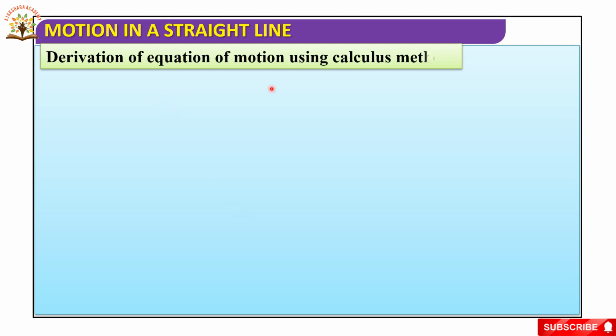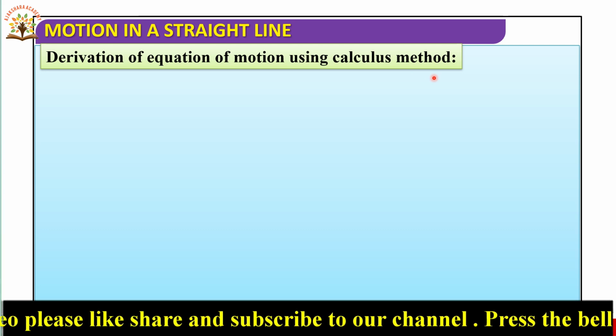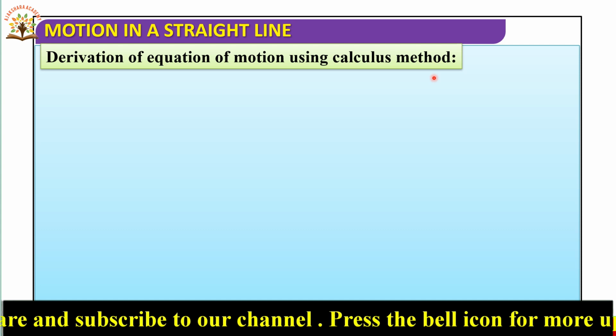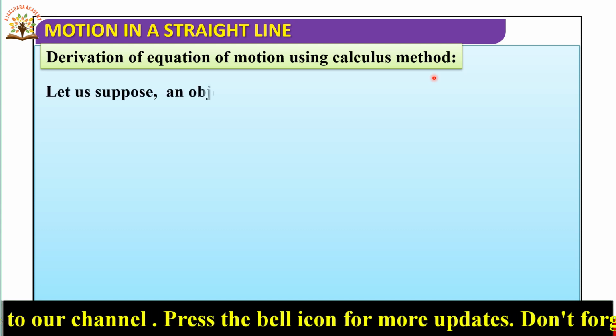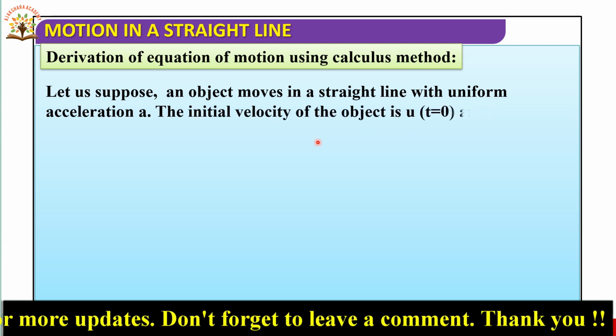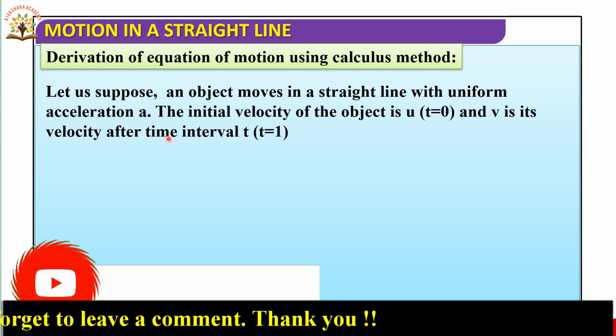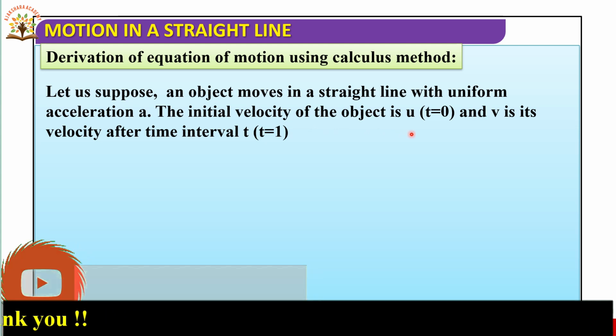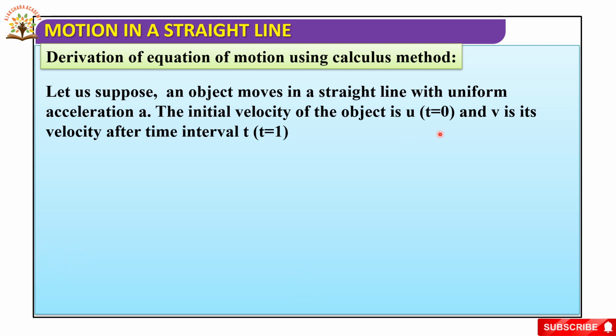Derivation of equation of motion using calculus method. Now we are deriving the three equations of motion by using calculus method. Let us suppose an object moves in a straight line with uniform acceleration a. The initial velocity of the object is u at t equals 0, and v is its velocity after time interval t.